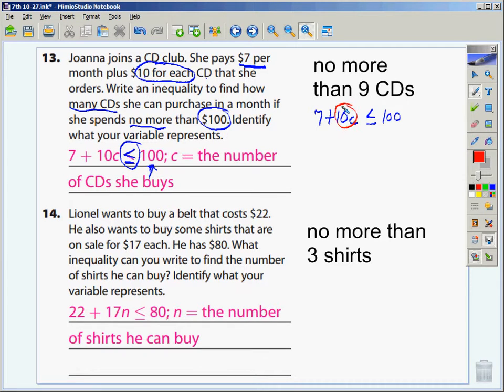To get the variable by itself, the first thing I'm going to do is subtract this 7. I have 10C is less than or equal to 93. To get C by itself, I'm going to divide both sides by 10. C is less than or equal to 9.3. Because it says 9.3, and I know that I can't spend more than 100, what's going to happen to the 0.3? Right, it's going to get dropped off because I can't buy part of a CD, so I can buy no more than what? 9 CDs.